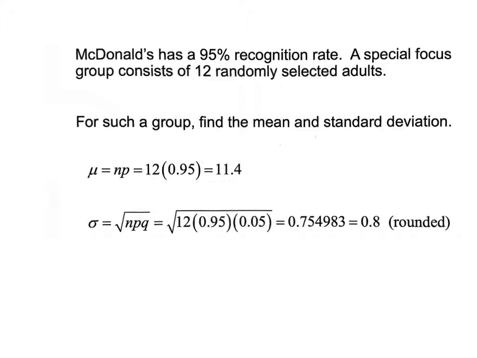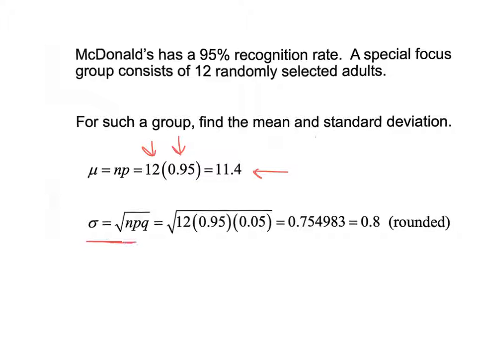All right, let's try one here. It says McDonald's has a 95% recognition rate. A special focus group consists of 12 randomly selected adults, meaning if you say the word McDonald's, 95% of people know what that is. For such a group, first of all, let's find the mean and standard deviation. There are 12 people, that's how many trials there were. You have a 95% success rate, so 0.95, and you get 11.4. You would expect that if you ask 12 people if they know what McDonald's is, 11.4 would know.